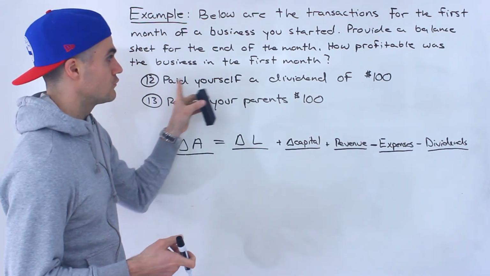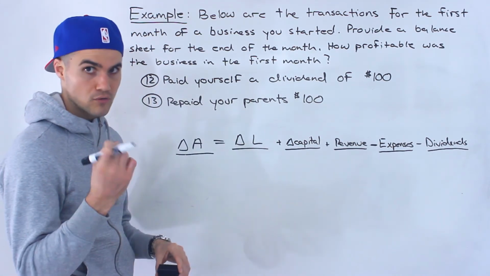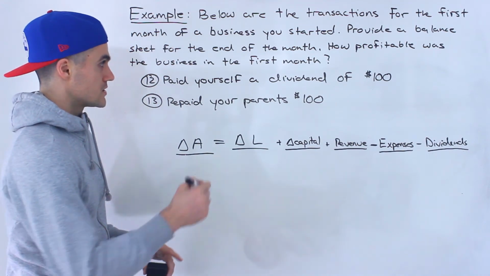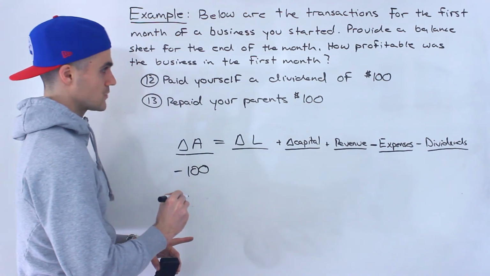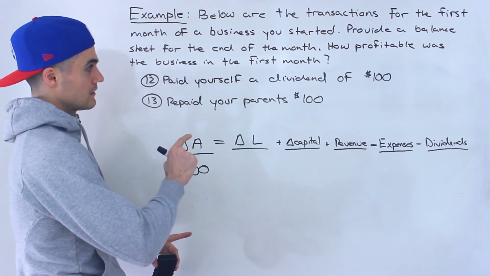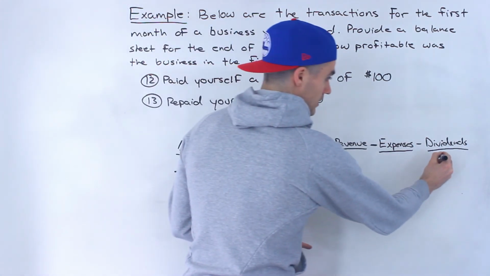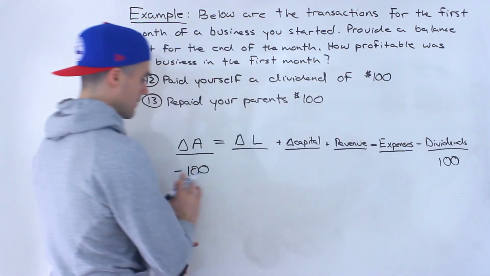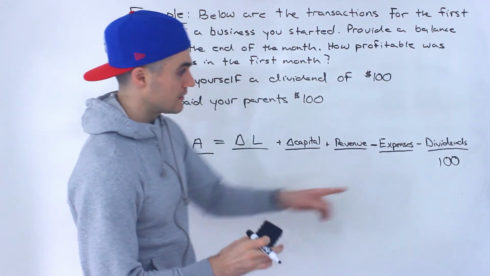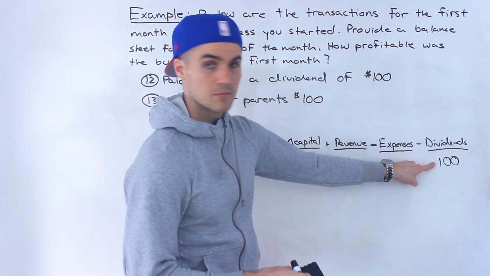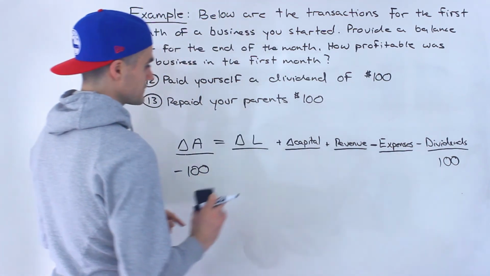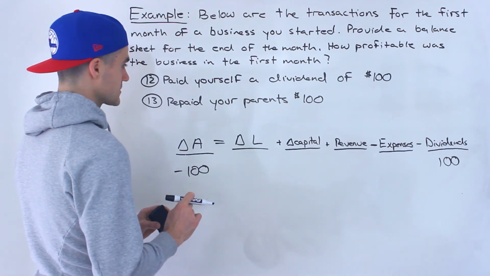So in transaction 12, you paid yourself a dividend of $100. So you're paying yourself cash. That's going to be minus 100. And then that's a dividend, so that's going to be this over here. Notice we got minus 100 on the left side, and then all of this is minus, so this 100 would be minus 100. So the left side and right side balance.